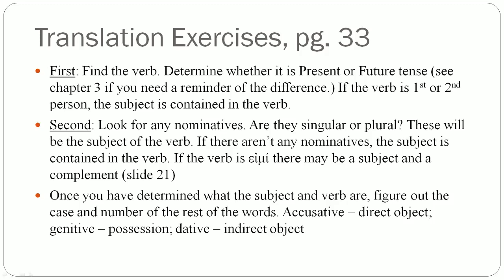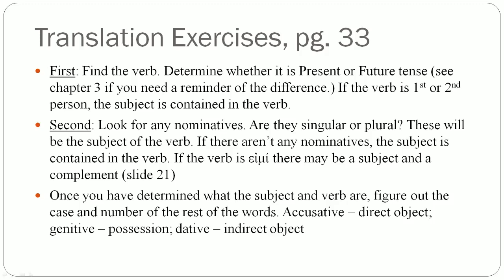The second sort of step that I recommend is that you look for any of the nominatives. Now, why do I say to do this second? Okay, why don't I say you find the nominatives first, because those are the subject and that's what you're going to translate into English first. Well, the reason is because certain sentences, they're not going to have nominatives. As I mentioned up at the first point, okay, if the verb is first or second person, you're not going to have any nominatives. Subject is contained in the verb.